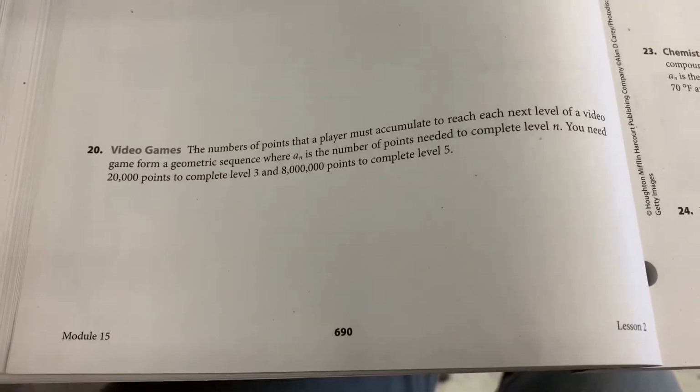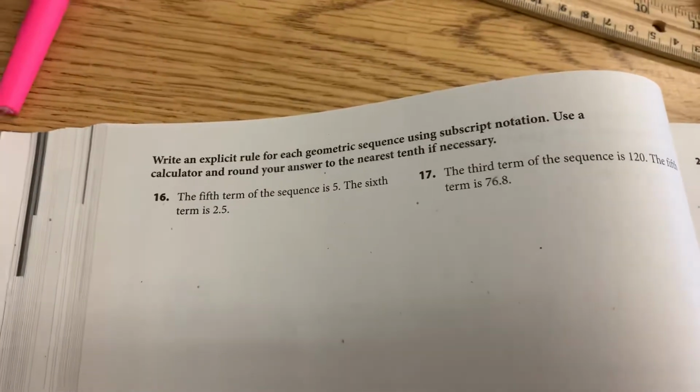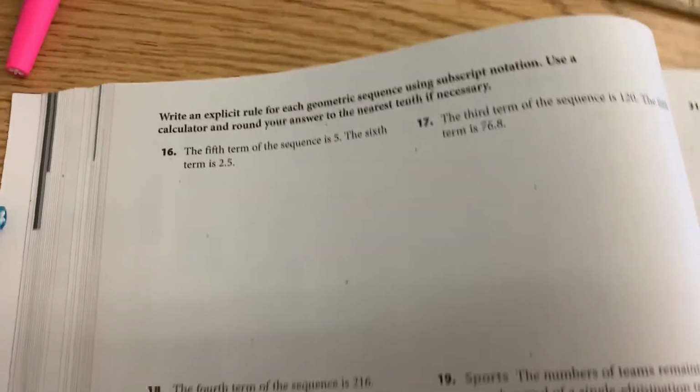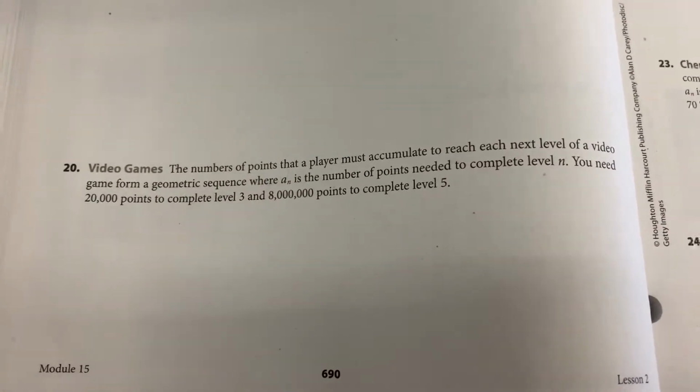All right, so now we're on page 690, module 15, lesson 2. We're writing an explicit rule for each geometric sequence and rounding to the nearest tenth if necessary. So here we have a word problem.